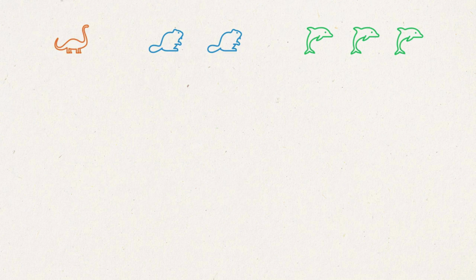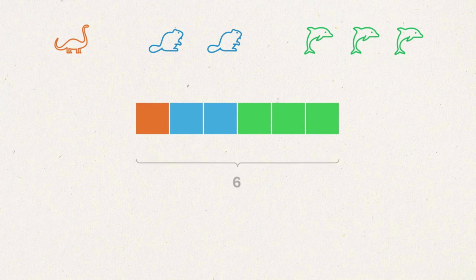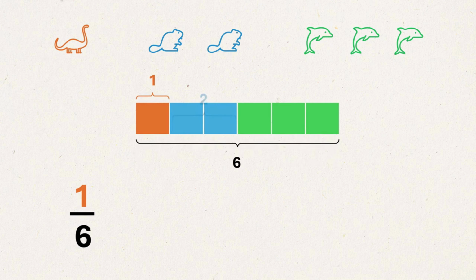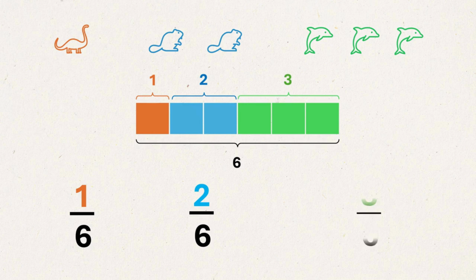Here's another one. We have 1 dinosaur, 2 squirrels, and 3 dolphins. That's 6 animals in total. Let's draw a model. Totally 6 animals. 1 dinosaur. The fraction for dinosaur is 1/6. 2 squirrels. The fraction for squirrels is 2/6. 3 dolphins. The fraction for dolphins is 3/6.